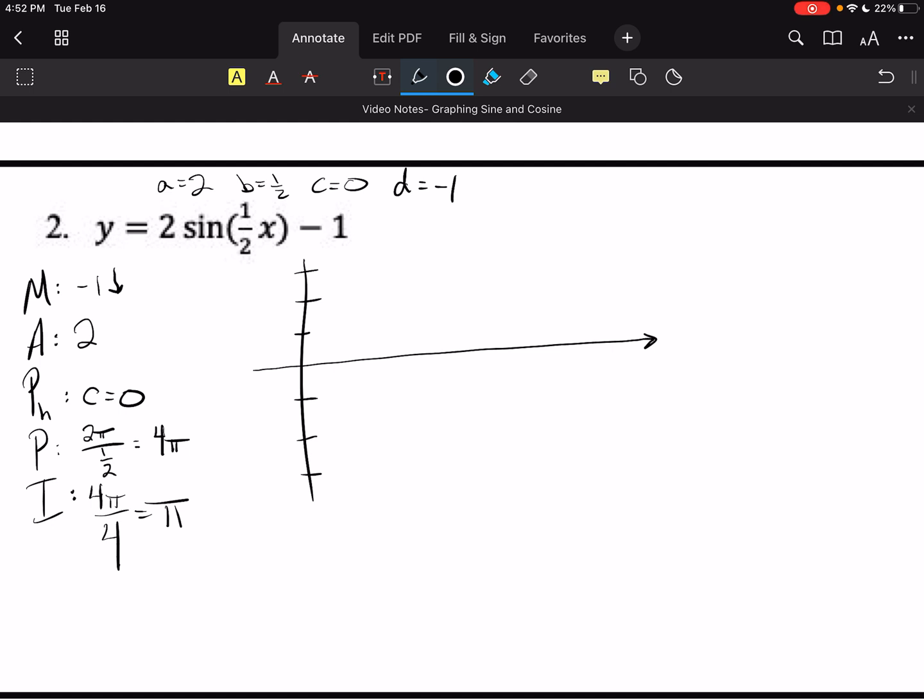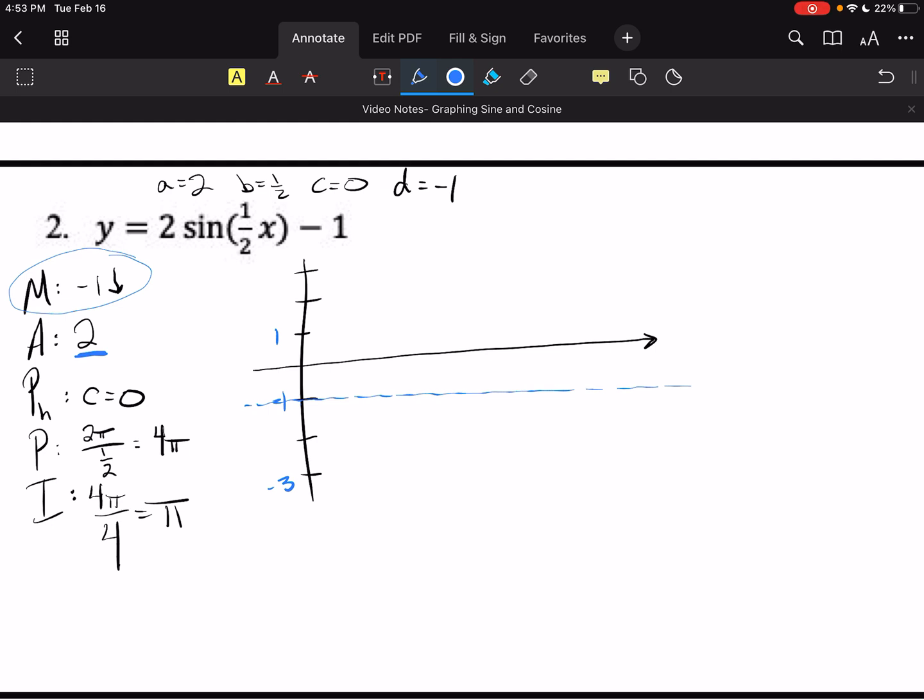All right, normally we would start at the x-axis, right? But my midline is moving down 1. So my midline is going to be at -1. So there's my new midline. Now my amplitude is 2. So that means that I'm going to go down 2 for my minimum and up 2 for my maximum. So that's going to put me down at -3 and +1.